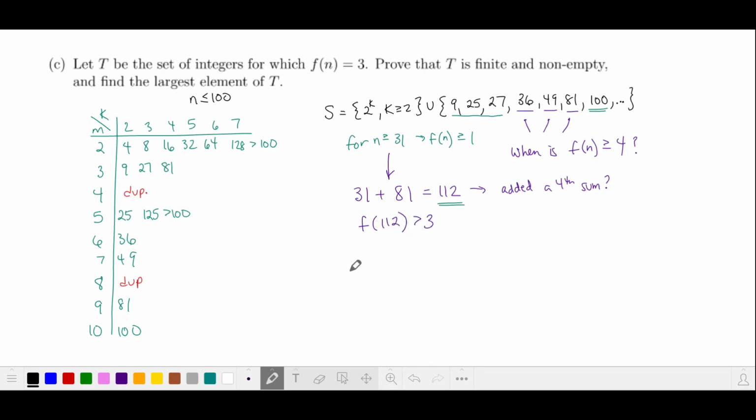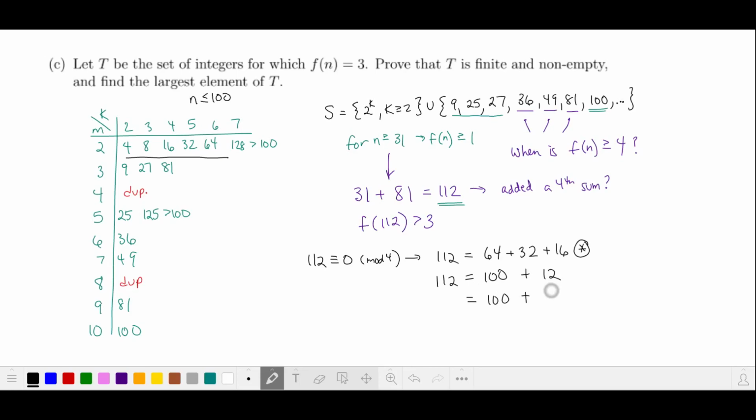Let's use our algorithm. First of all, 112 is a multiple of 4, so we know that we can write 112 using just the numbers in our first row. That's 64, 32, and 16, and that's our first valid sum. Let's now write 112 as the sum of 100 and some other number. 12 is a multiple of 4, so it can also be written using our first row numbers, 8 and 4. That's our second valid sum.